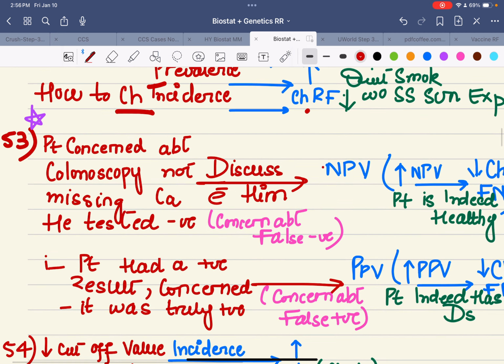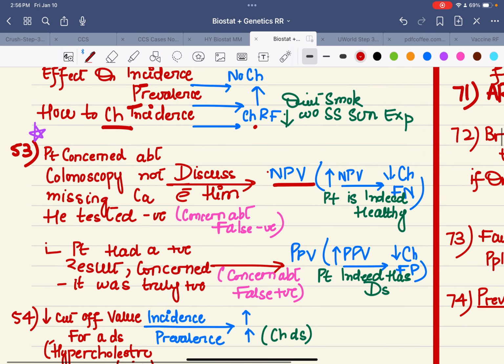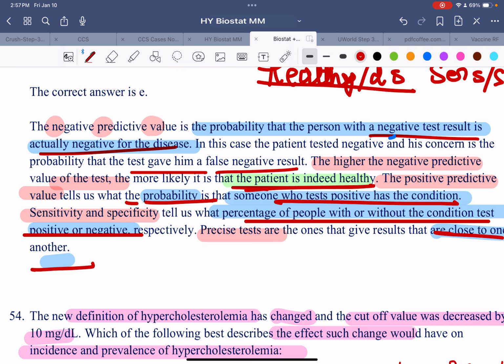So to review, the patient is concerned about a colonoscopy not missing cancer, and he has basically tested negative. What are we going to discuss with him? Negative predictive value, which is basically, the patient has tested negative, and now what is the likelihood that he's really negative. So the patient is indeed healthy, so negative predictive value is very high for this situation. Whereas if the patient has tested positive and he was concerned that it is truly positive, oh, it's possible that I might be healthy, then we would discuss the positive predictive value with that patient.